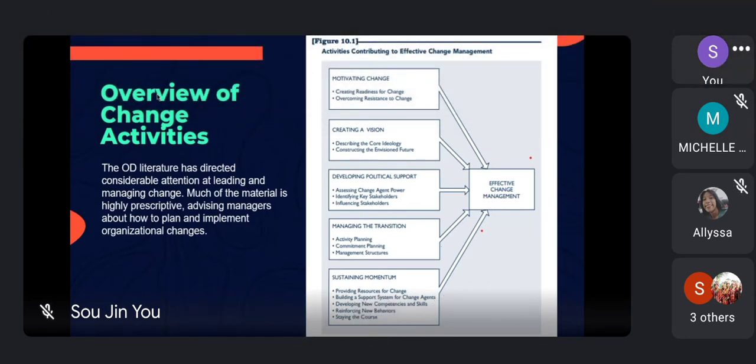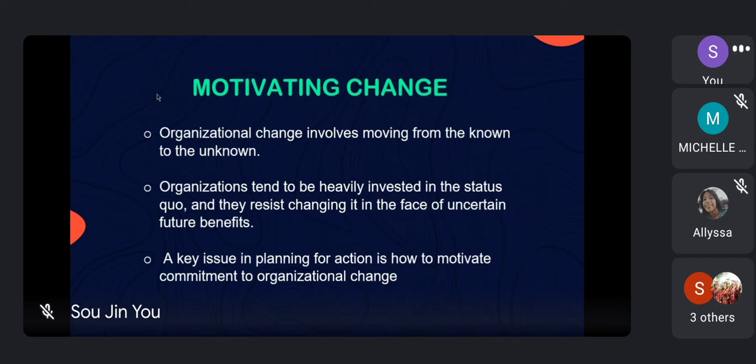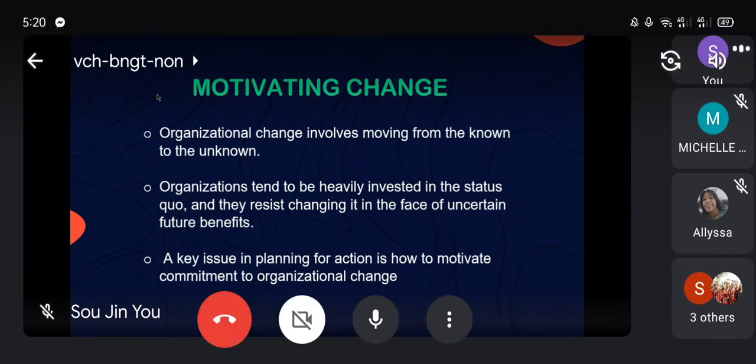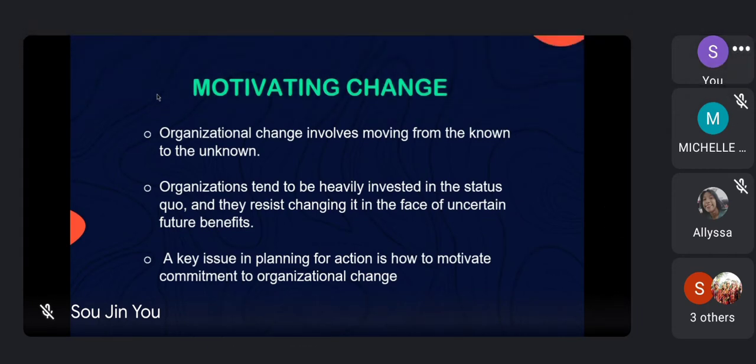So, ito yung overview of change activities. So, figure 10.1, nandito yung mga activities contributing to effective change management na i-discuss sa mga susunod na slides. Number 1 po is motivating change. Organizational change involves moving from the known to the unknown. So, dahil yung future is uncertain, pwede ito makaapekto sa people's competencies and worth and coping abilities. So, organizations tend to be heavily invested in the status quo and they resist changing it in the face of uncertain future benefits. And the key issue in planning for action is how to motivate commitment to organizational change.